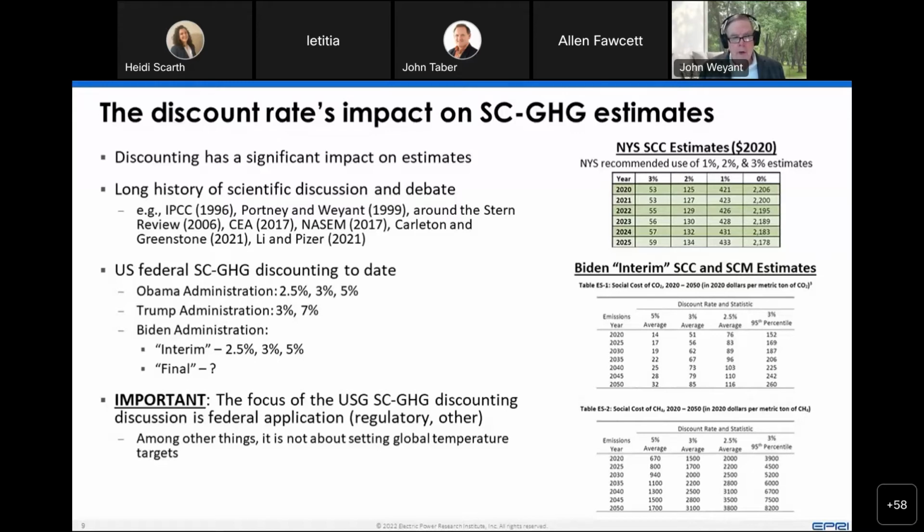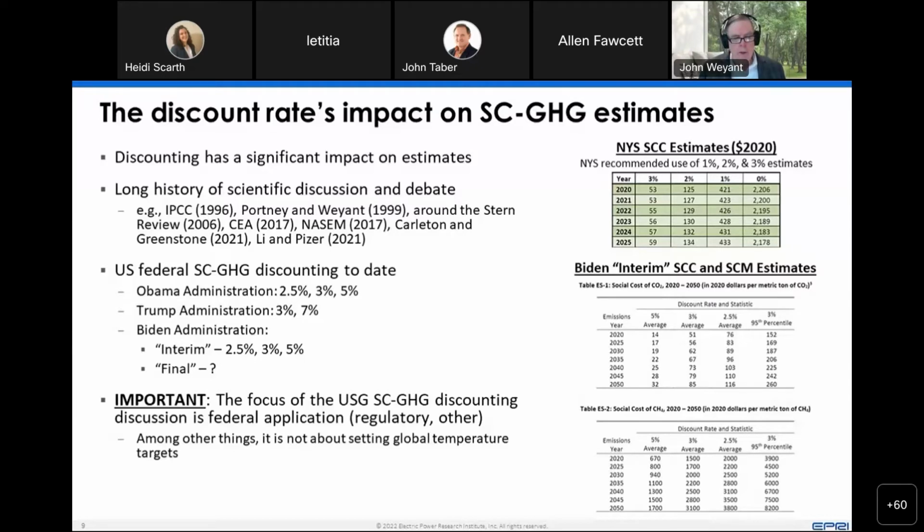For completeness, we show on the top a New York State estimate, which took some of the lower values from the IWG work and actually put in a 0% discount rate. An interesting topic for discussion is why the numbers go so high. Are they reasonable and consistent? I'm sure our panel might have some comments on that.